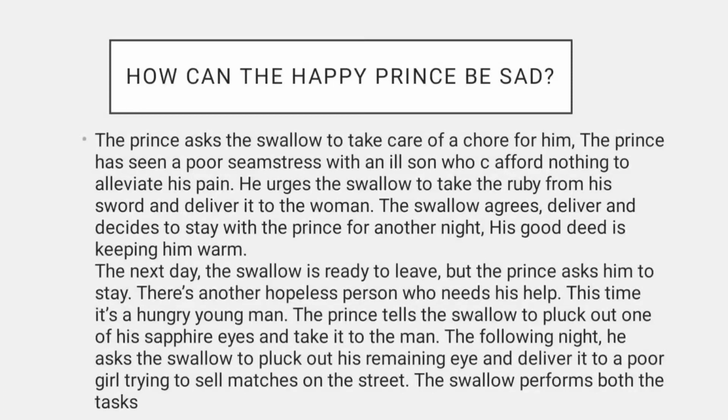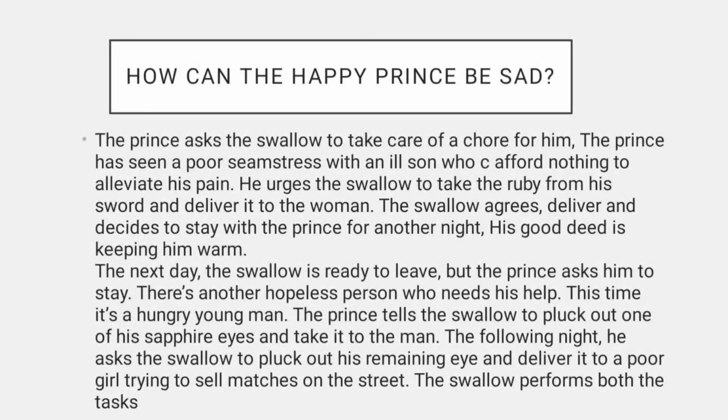How can the Happy Prince be sad? The prince asked the swallow to take care of a duty for him. He's going to allot a certain chore for him. The prince has seen a poor seamstress with an ill son who can afford nothing to alleviate his pain. So he urges the swallow to take the ruby from his sword and deliver it to the woman. The swallow agrees, delivers it and decides to stay with the prince for another night. His good deed is keeping him warm.